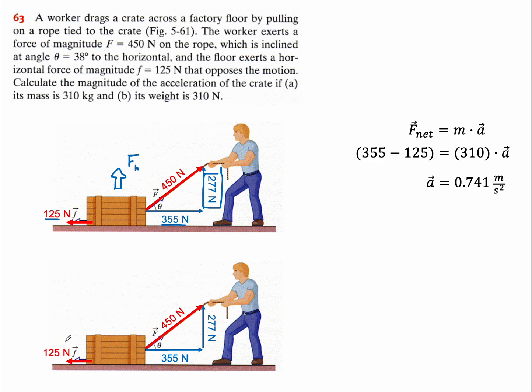Apparently the force of friction, that 125, is still constant, which I'm assuming is true. Maybe I'm misreading this one. But assuming that is true, we now have the 355 newtons. The mass of the crate now is this, 310 newtons of force of gravity divided by 9.81 times the acceleration, and we get that.